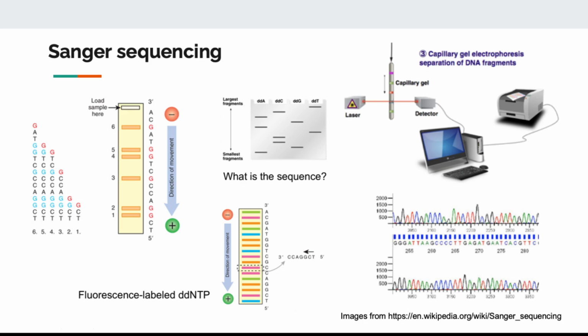If you want to sequence a nucleotide of length 100, then you need to generate a length 1, 2, 3, 4, 5, 6, 7, 8, right? So you need to generate a whole lot of nucleotide strands just to sequence like 100 base pairs.